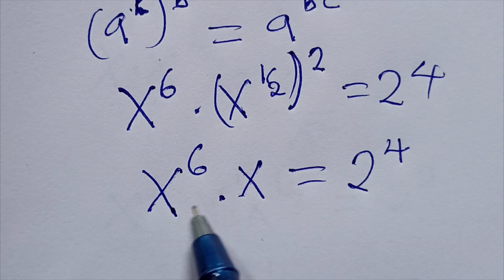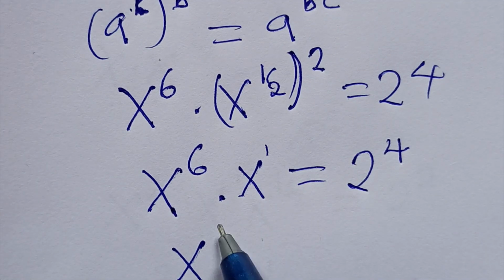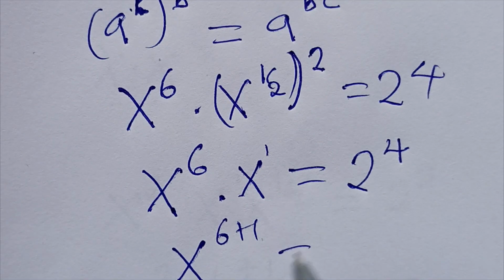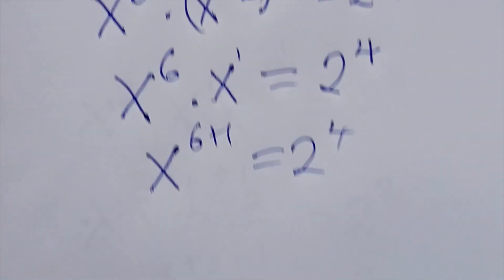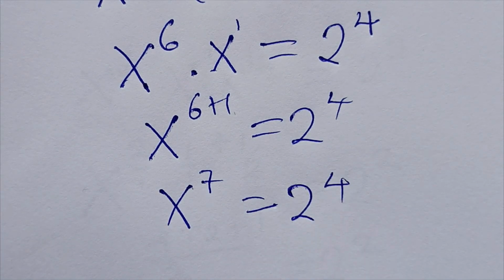So now, same base again. You can pick the base and add the power. This is the same thing as the power of 1. So 6 plus 1 is 7, equal to the power of 4. So we have x to the power of 7 equals 2 to the power of 4.